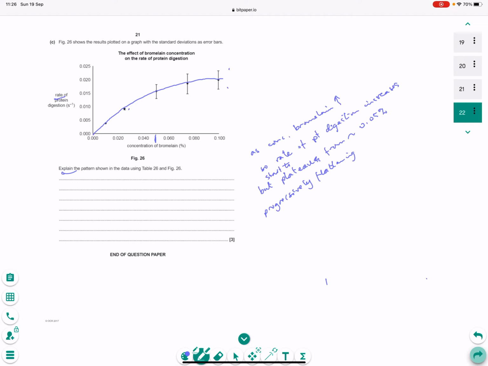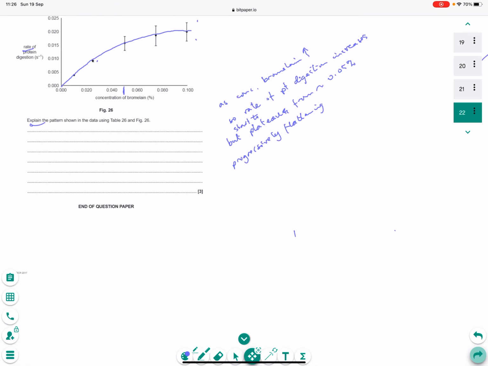Explain the pattern shown in the data. So explain means what's actually happening with the enzyme. At higher concentration, more enzyme-substrate complexes, greater, to a point, greater rate of breakdown of gelatin.